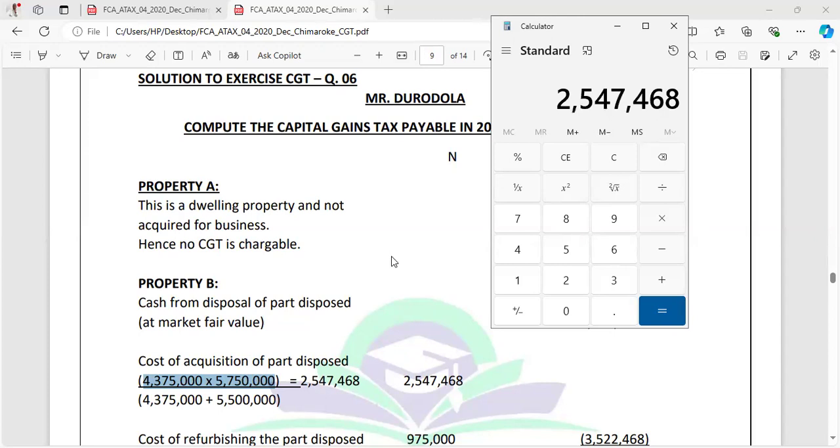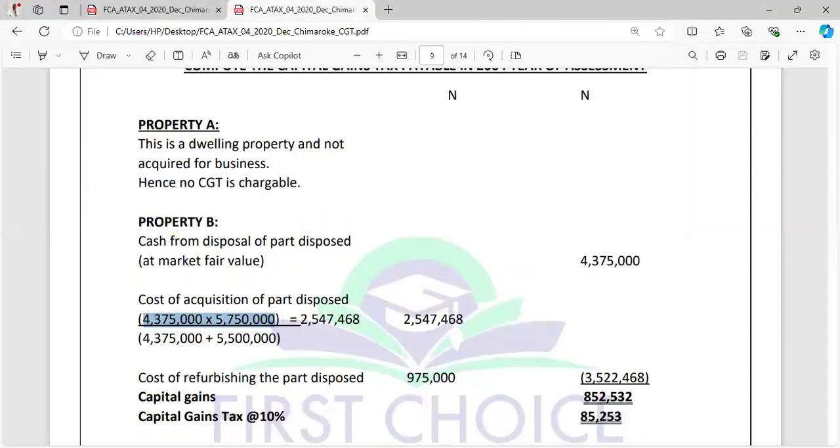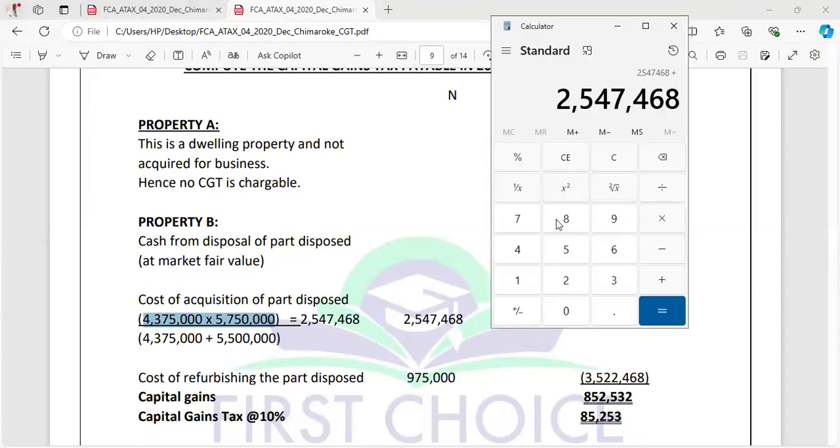Now, the cost of refurbishing the part disposed, we were told that before he sold it, he refurbished it at 975,000. So we are going to add that 975,000 to the cost of acquisition of the part that was disposed of. And we have 3,522,468. I'll copy this one now.